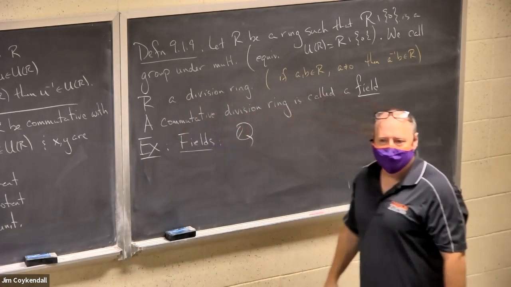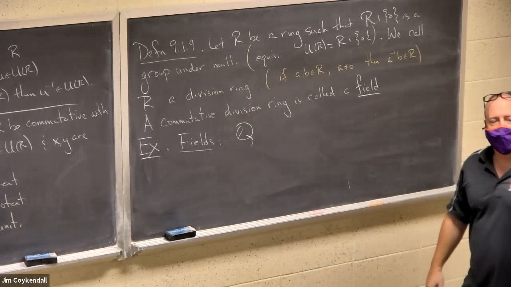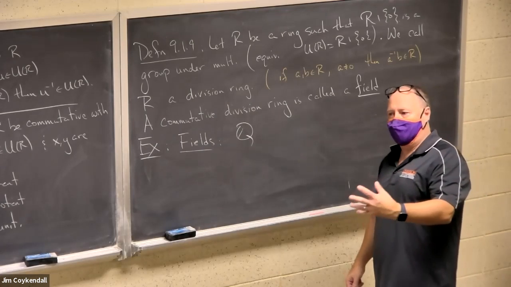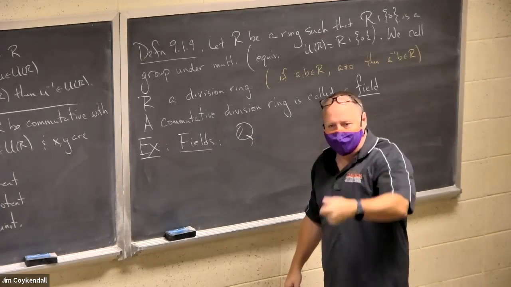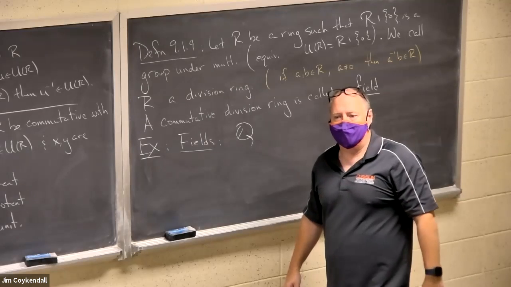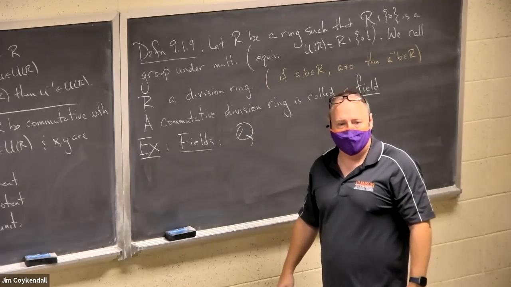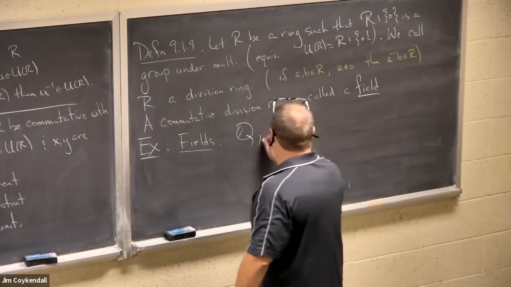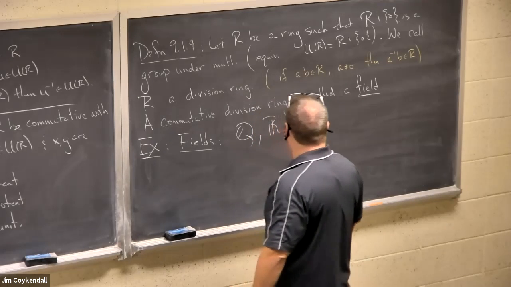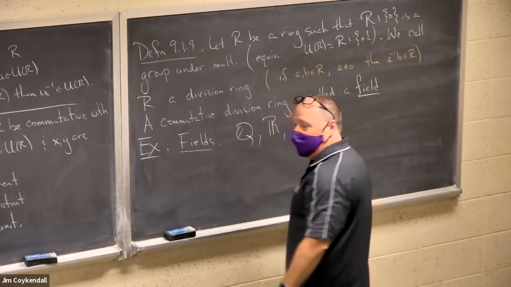Ooh, that's one of my favorites. Because if you have any non-zero rational number, a over b, you can turn it upside down. b over a is still a rational number. Everybody agree with that? Here's another one. R. Complex numbers.